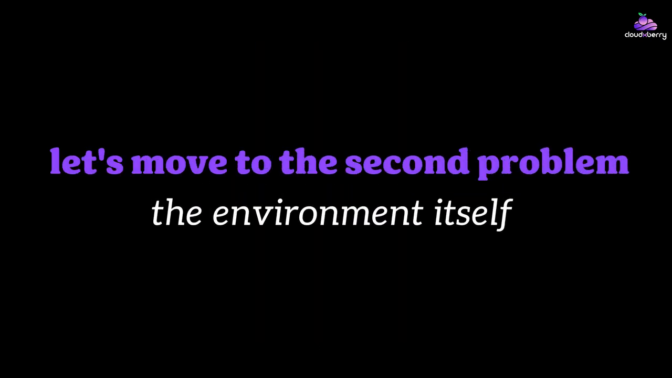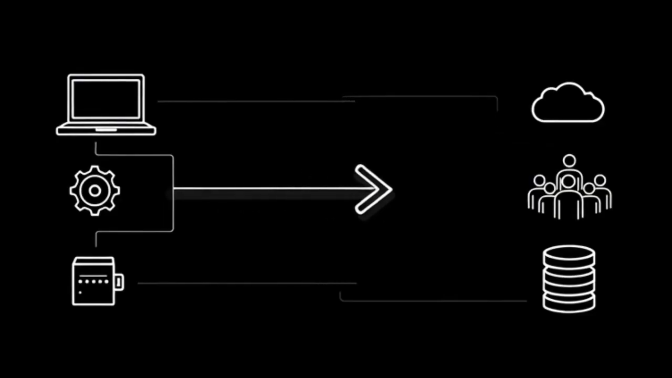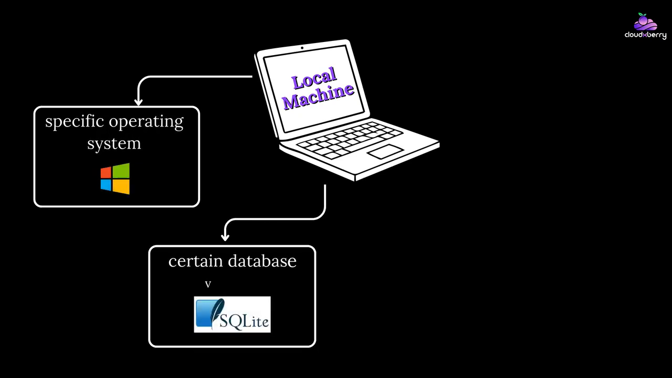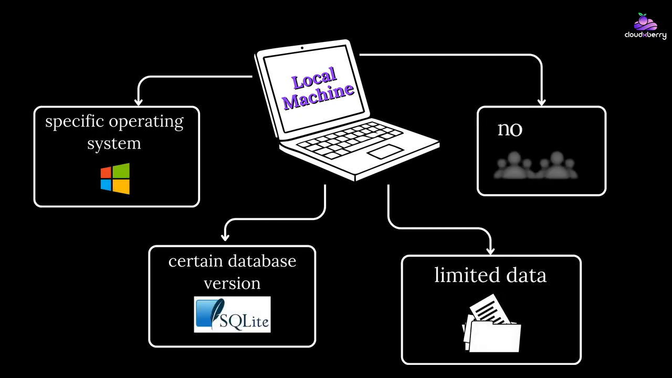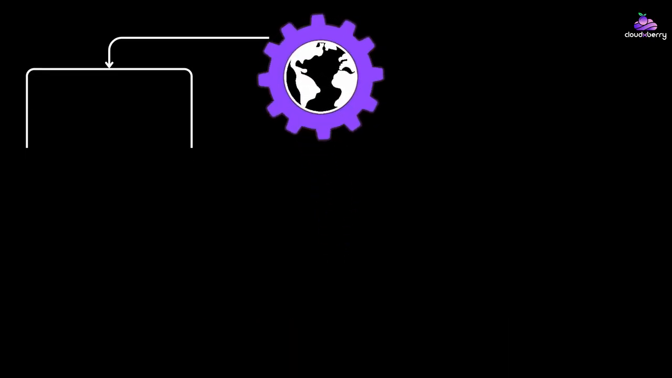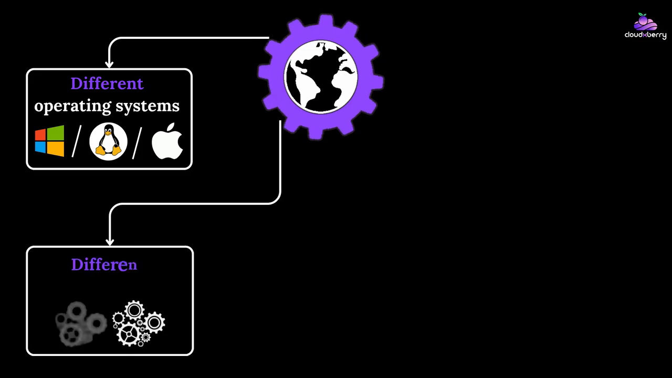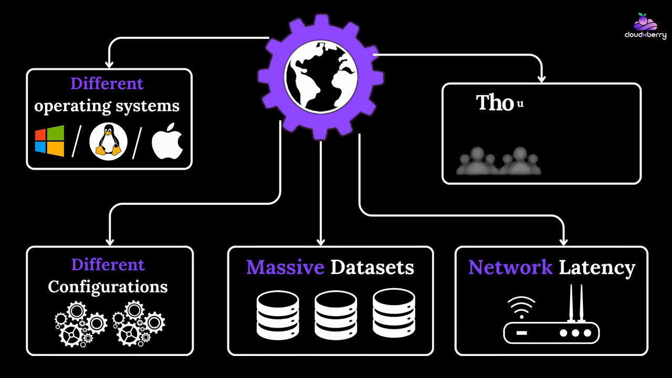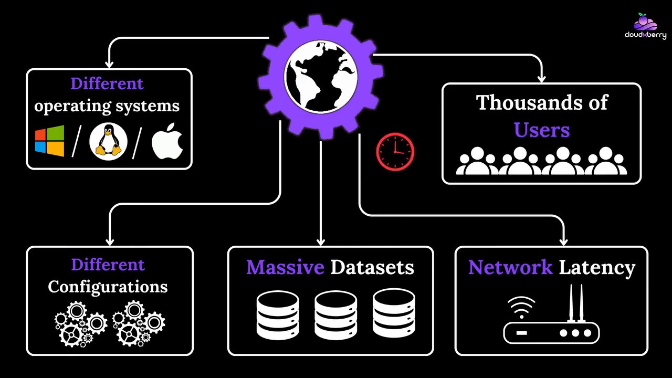Now let's move to the second problem: the environment itself. Your local setup is completely different from production. On your machine, you might have a specific operating system, a certain database version, limited data, and almost no traffic. In production, everything changes. You have different operating systems, different configurations, massive data sets, network latency, and thousands of users accessing the system at the same time.